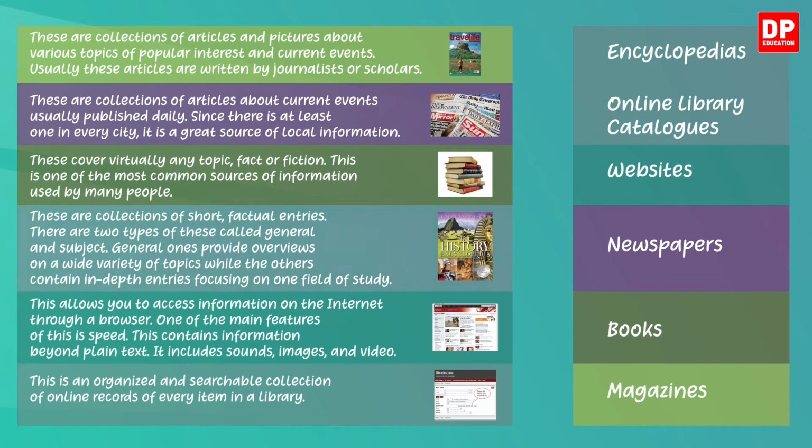What about the fourth? Let's read it. These are collections of short, factual entries. There are 2 types of these called general and subject. General ones provide overviews on a wide variety of topics, while the others contain in-depth entries focusing on one field of study. The description helps you to understand that it is encyclopedias.